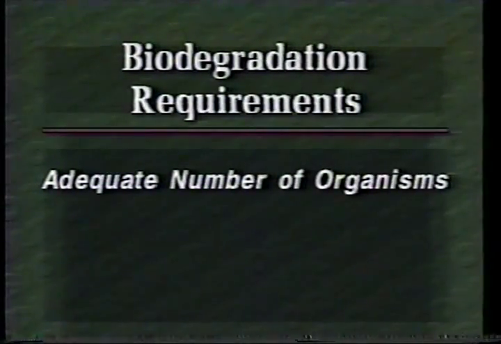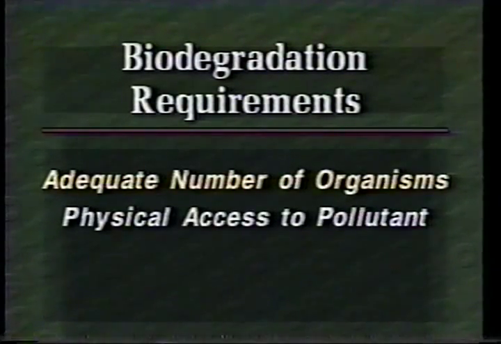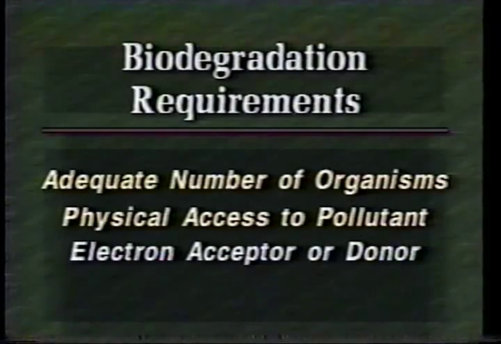In summary then, to achieve successful bioremediation, one needs to know which, if any, of these four factors are limiting bioremediation, and then address those. For example, if the number of organisms are limiting bioremediation, then one can attempt to add organisms. If the accessibility of the chemical is limiting bioremediation, one can attempt to use detergents to enhance the availability. Or if the electron acceptor or donor are insufficient for bioremediation, then one can add those components. And this latter addition is usually the most easy to achieve.